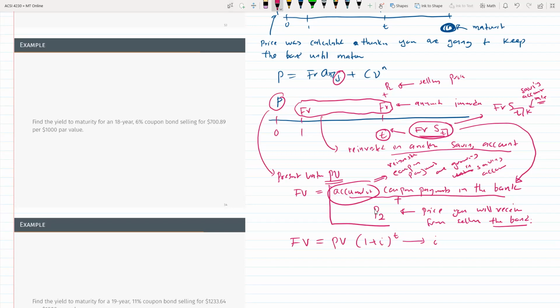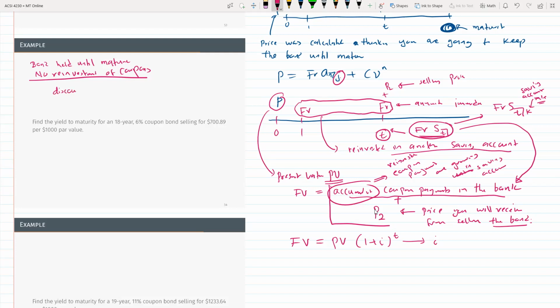So this one, find the yield to maturity for an 18-year, 6% coupon bond selling at $700.89 per $1,000 par value. So this one is basically a bond held until maturity, with no reinvestment of coupons. Okay, so in that scenario, the discount rate becomes the yield rate.